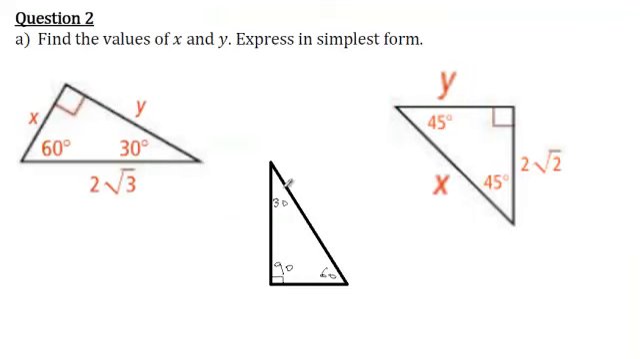Now, question number 2. Find the values of x and y, expressed in simplest form. Okay, this is the question. I drew a triangle here just to show you the idea about 30, 60, 90, just as a reminder. We remember that when we have a 30, 60, 90 triangle, the hypotenuse is the longest side. The hypotenuse is facing 90.